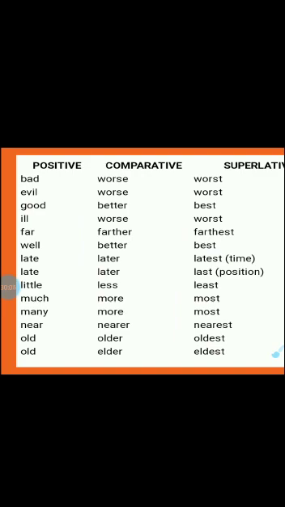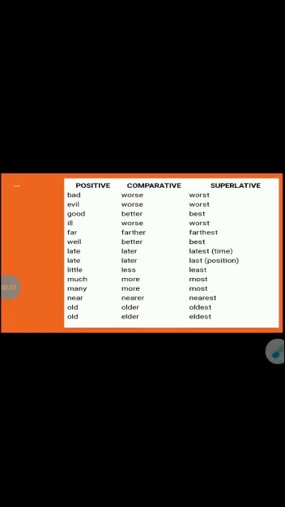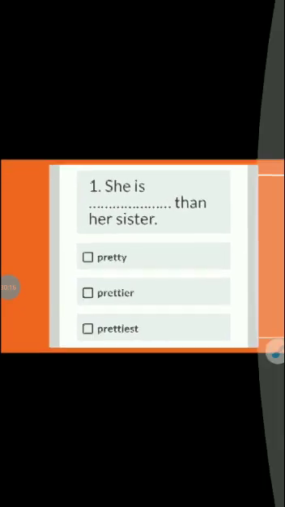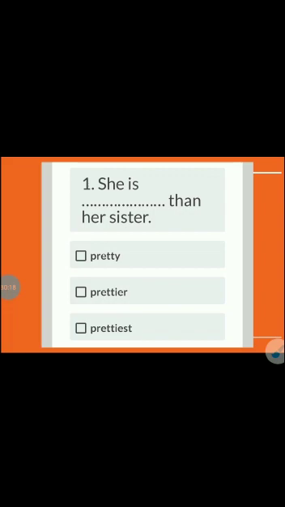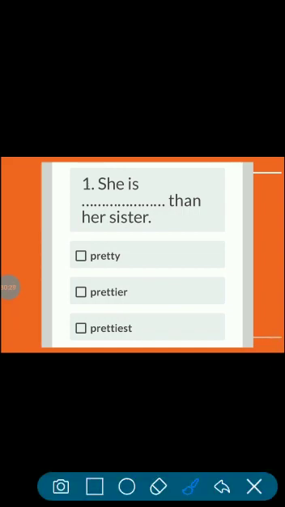Okay, dear students, on the next slide we have something for you, a test. All right, let's discuss it. I will tell you the answers, but before I tell the answer, I will give you one or two seconds. Okay. She is this, then her sister. Pretty, prettier, or prettiest. What do you think should be the answer?